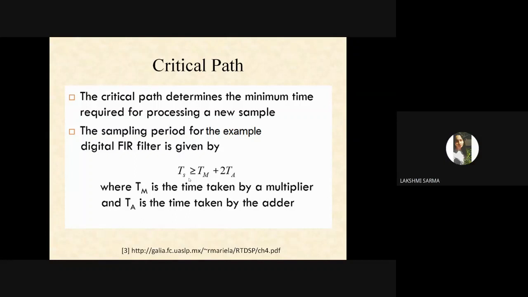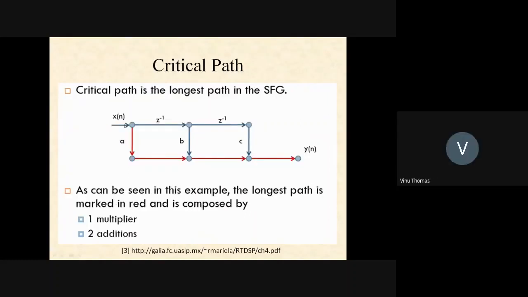Sir, but this is for the critical path, no? But in total there will be three multipliers, no? In total, there are three multipliers, but we have parallel units doing all the three multiplications. Because you see that this A into x of n is independent from B into x of n minus 1. So if you have x of n here, you have x of n minus 1 here and x of n minus 2 here. Is that clear? Yes, sir.